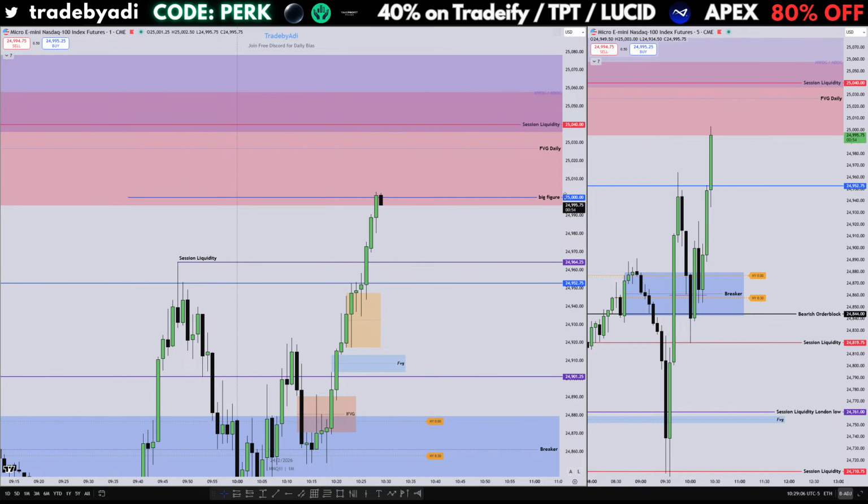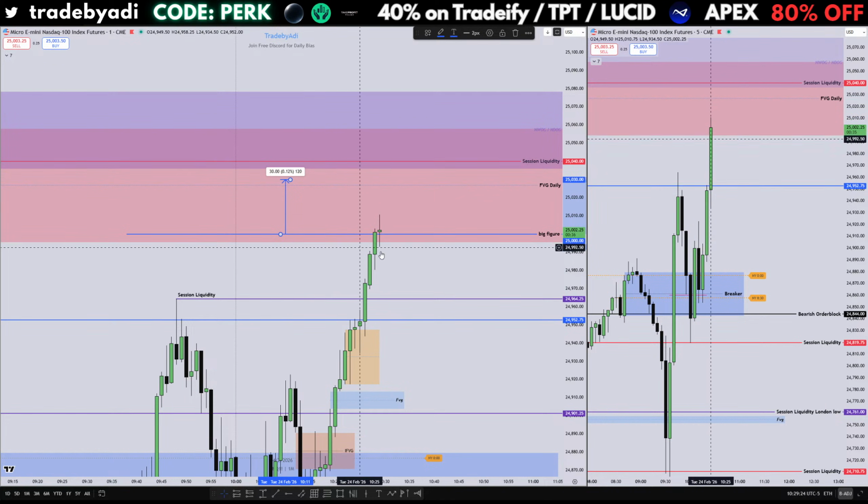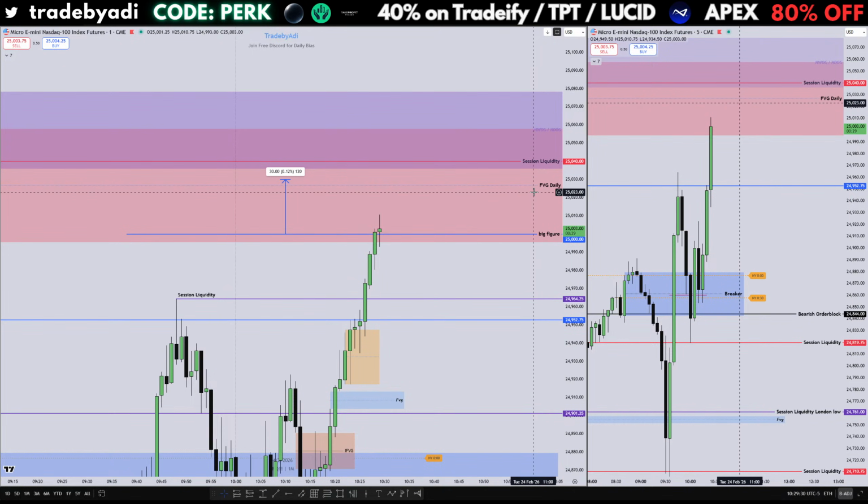And we have hit the buy side liquidity at 25,000 as a major draw. What we can do is measure this with 10, 20 pips or max 30 pips at this level. Let's say we are going to tap this daily FVG also.